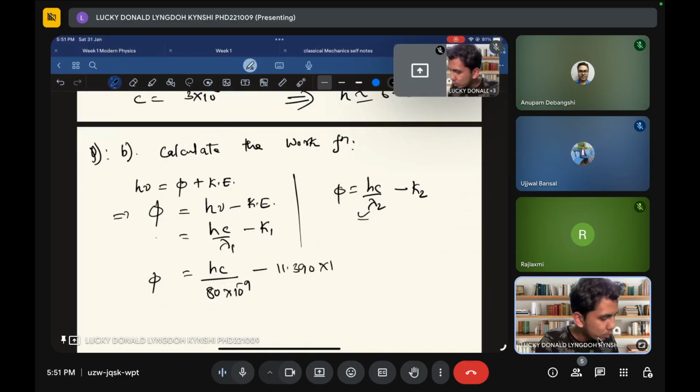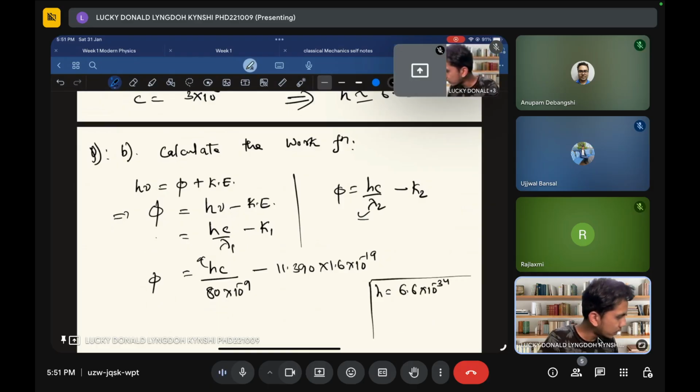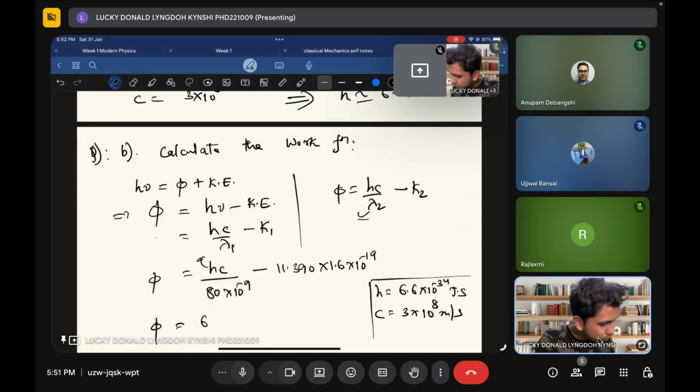11.390 electron volt is multiplied by 1.6 into 10 to the power minus 19, and you substitute the value of h. h is 6.6 into 10 to the power minus 34 joule second, and c is 3 into 10 to the power 8 meter per second. After substituting, you will get φ equal to 6.627 into 10 to the power minus 19 joule.